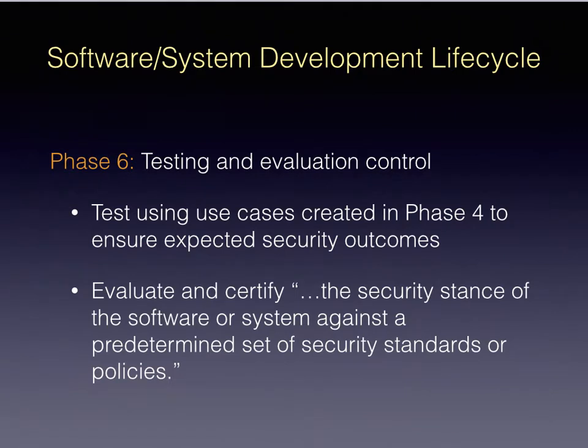Phase 6, testing and evaluation control. So now we use the use cases created in phase 4, and we test to make sure that all security requirements are met. This also includes evaluation and certification. And according to the book, this means the security stance of the software or system against a predetermined set of security standards or policies is compliant.